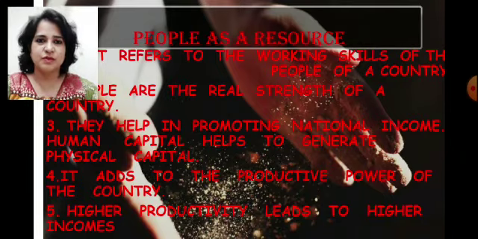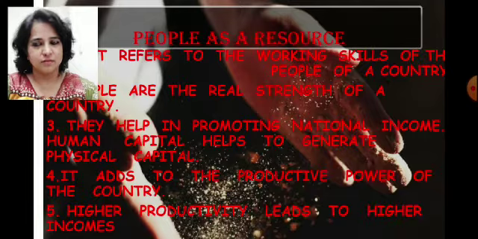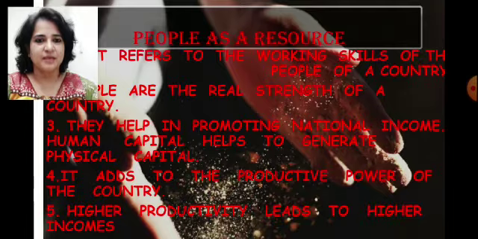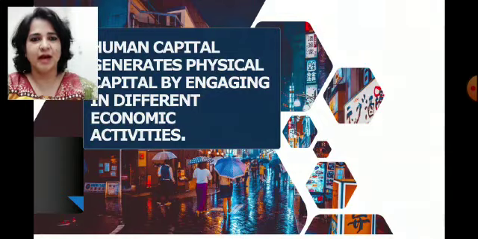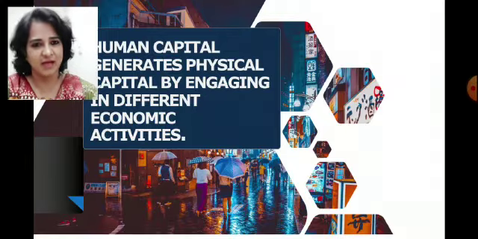Naturally, human resources, when they exercise, they control other factors of production. When they bring in all their experiences, only then one can achieve the goal of a developed country. If the population of any country is of high quality, meaning good health and better education systems and all these provisions, then we can say the country is progressing towards a developed nation. Higher productivity leads to higher incomes. Human capital generates physical capital by engaging in different economic activities.